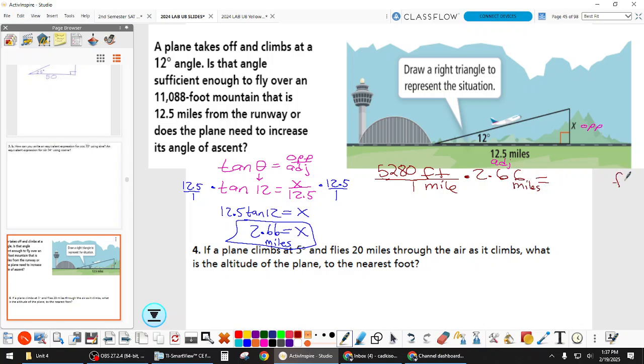So how many feet is that? How many feet? 14,000 and 44 feet. Like that? Mm-hmm. So is he going to make it over the mesa? I see faces. Is that not what you got? Oh. This is 5,280 times 2.66. I got 1,984.